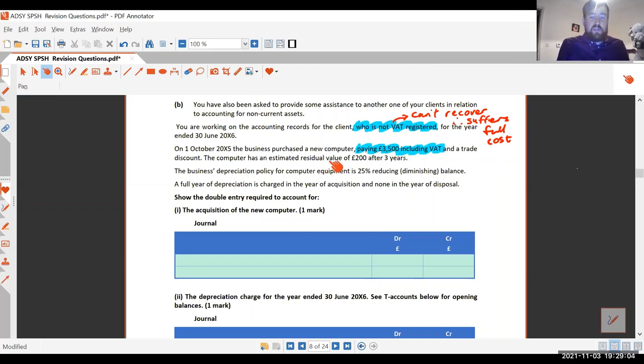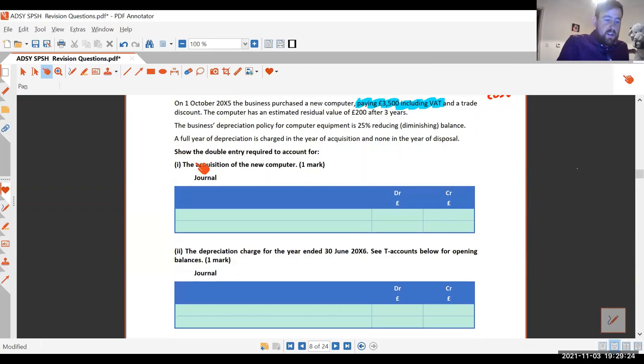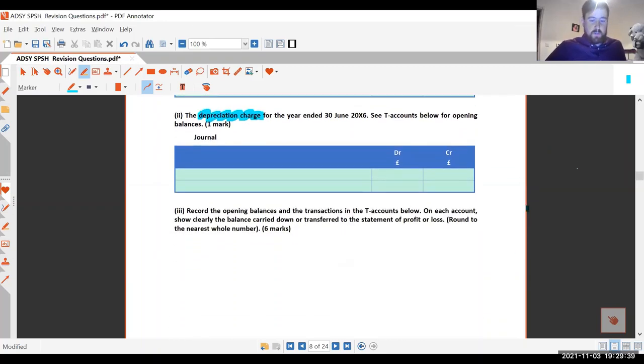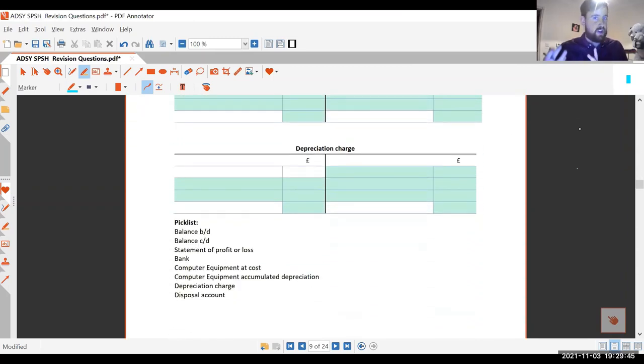It also tells us a little bit about residual value. We might need to consider that later, but I'm going to leave it alone just for now. And then it goes into the depreciation policy. First bit of advice with these kind of questions, I would always have a look through the information you've got. So in this case here, you can see that we need to deal with the acquisition itself. So we're going to need to bring in the purchase of this item. We're then going to need to work out a depreciation charge for the year. Okay, so that's good to know. And then over the page, we've got various ledger accounts and a pick list of items to choose from as well.